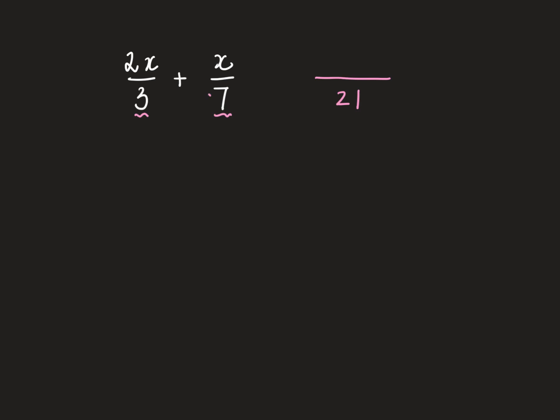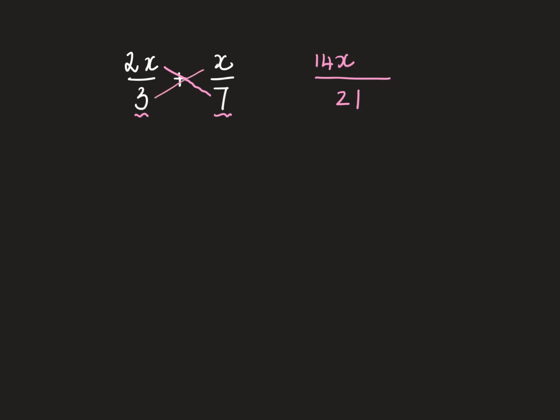What do I do next? I say that times that. What's 2x times 7? Well, what's 2 dogs times 7? 2 lots of 7 is 14. 2 dogs times 7 would be 14 dogs. 2x times 7 would be 14x.